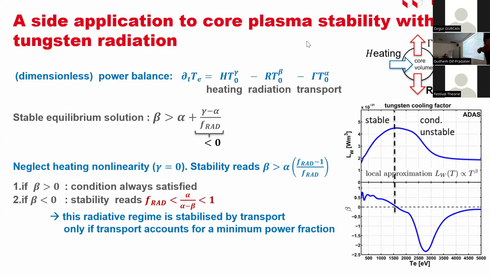Now, if beta is negative, so if we are on this red right side of the cooling curve, the stability can be rewritten as a condition on the radiative fraction. And this radiative fraction has to be smaller than a certain value for the system to be stable. It means that if you have a very small amount of tungsten in the plasma, of course, it will stay stable because the radiative fraction will be small. So you can also understand it as the radiative regime being stabilized by transport, only if transport accounts for a minimum power fraction in the system.